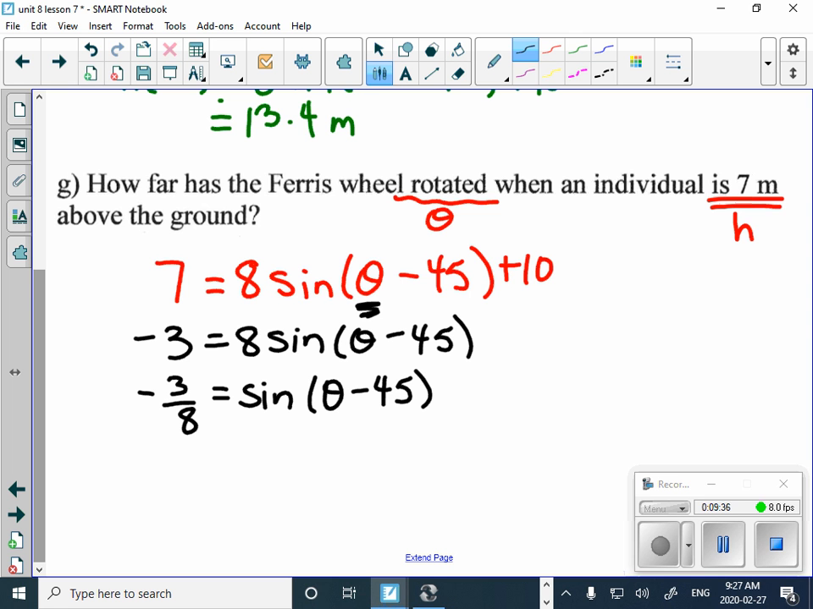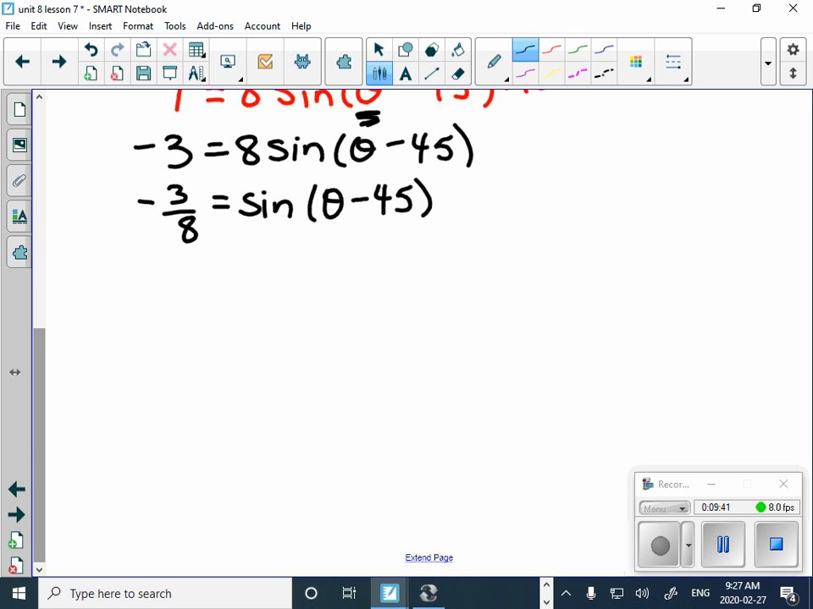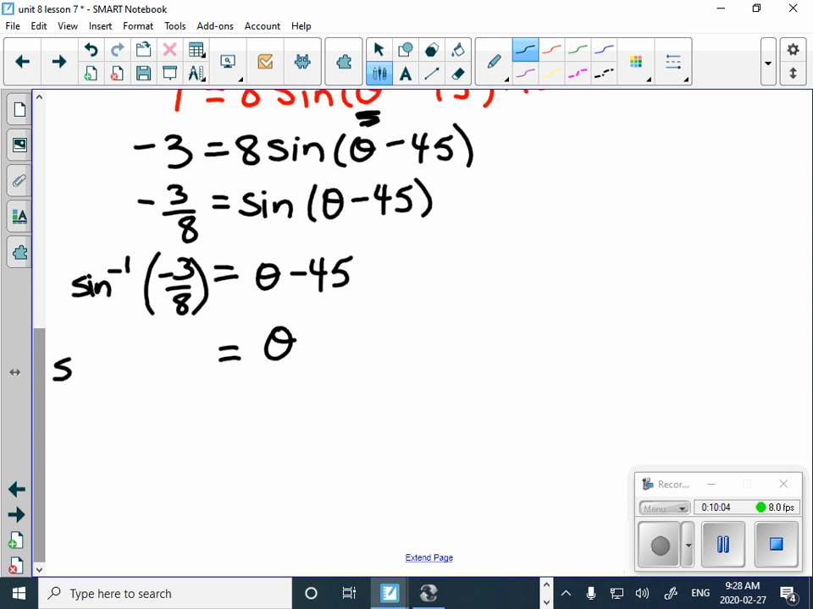Okay. If I want to get theta by itself, the next thing I need to get rid of is the word sine. The opposite function to sining something is inverse sining something. And last, before I even touch a calculator, if I want to get rid of subtract 45, I'm going to add 45. So in my calculator, I'm going to take the inverse sine of minus 3/8, and then I'm going to add 45.